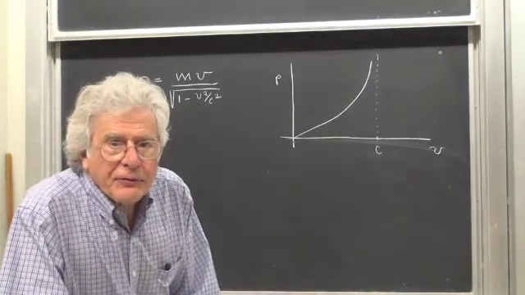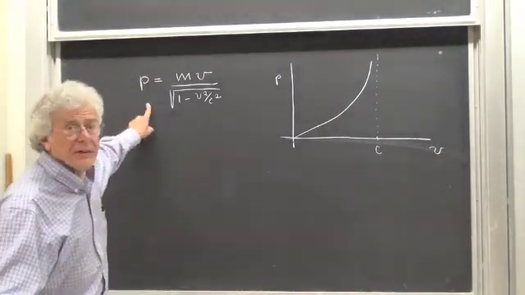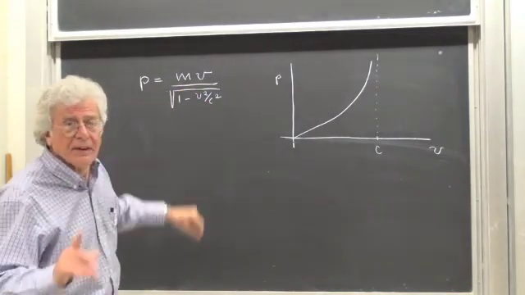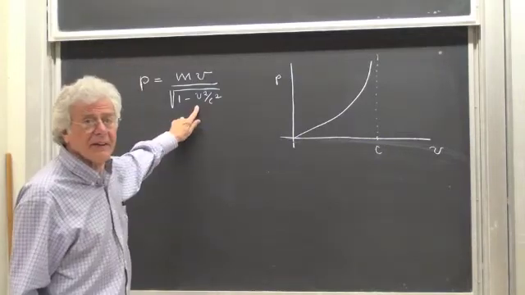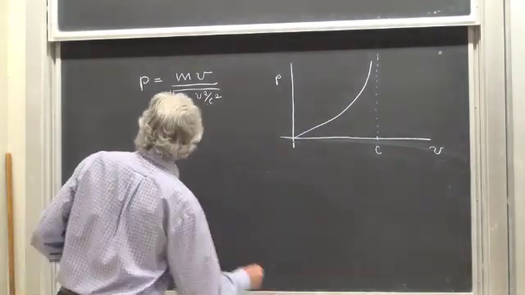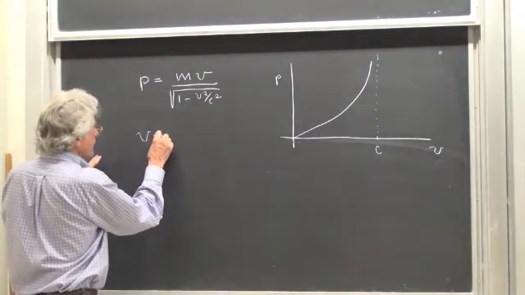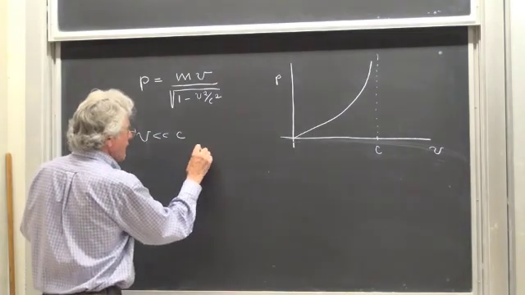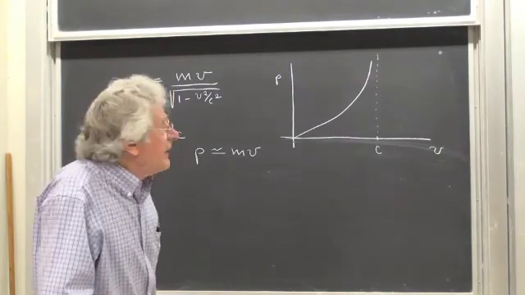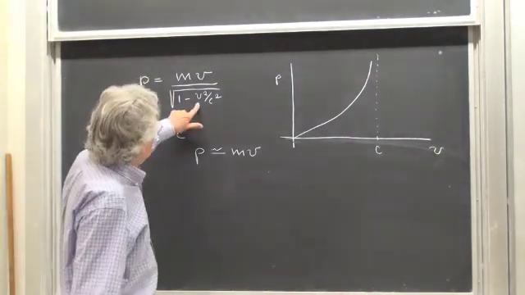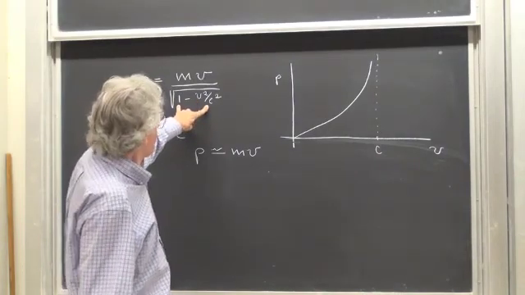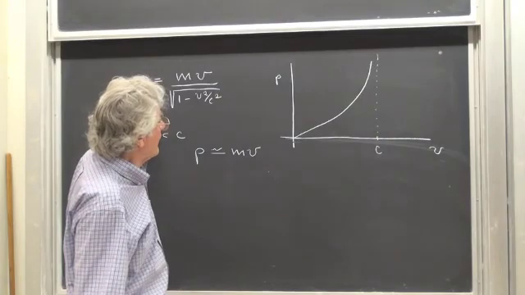The corrected expression for the momentum is given by this. p is the mass times velocity divided by the square root of 1 minus v squared over c squared. The thing to notice is that if the velocity is much less than the speed of light, this is very small, and what we would have for v much less than c is that p is approximately mv, exactly what we had before. But as the velocity becomes closer and closer to the speed of light, this becomes closer and closer to zero, and thus the momentum becomes very large.